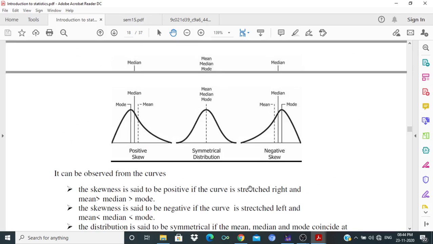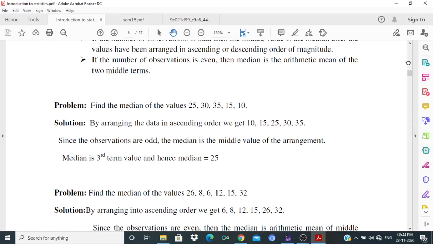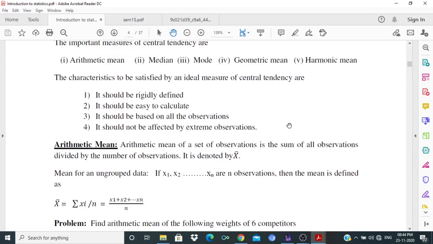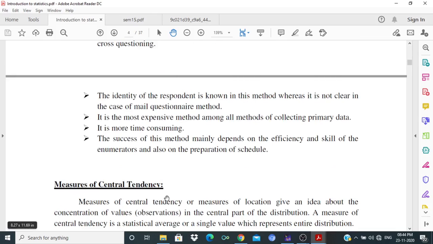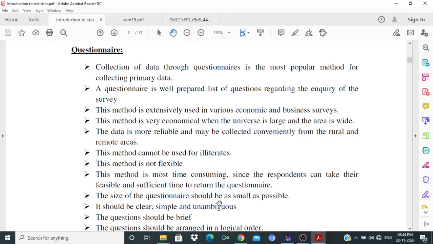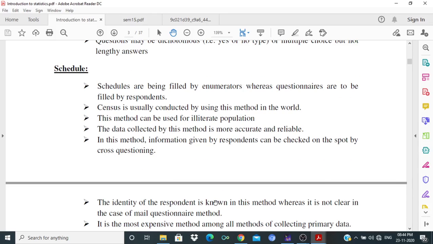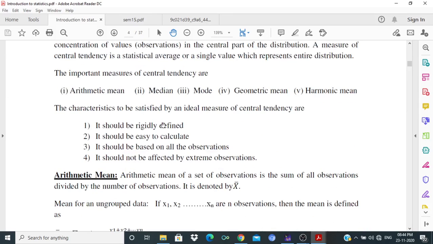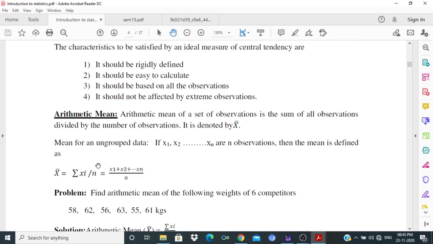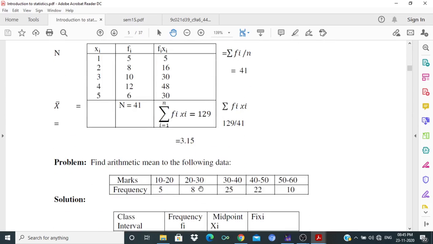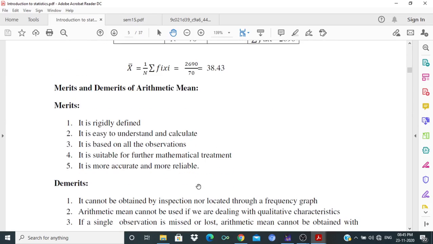Here I am sharing this document with you. All the concepts discussed in this lesson are there in the material. Look here, these are the measures of central tendency. You can find the characteristics of questionnaire and schedule also. You will get a 5 marks question on questionnaire and schedule. This is measures of central tendency. We all know it should be rigidly defined, easy to calculate, based on all observations, and not affected by extreme observations. This is the formula, one example also here, mean for grouped data. I am sharing this in the description box.